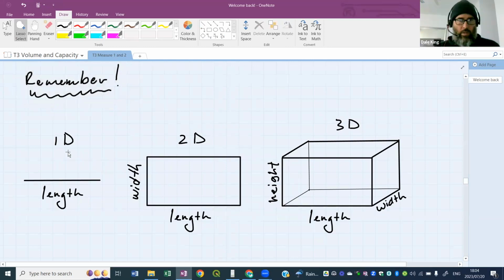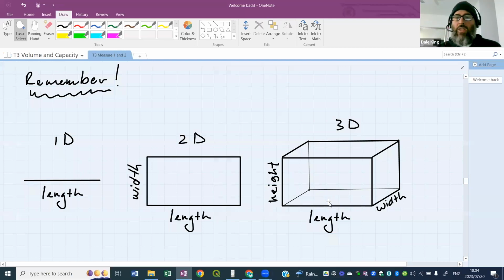If we are talking about 1 dimension, we're only talking about the length. If we talk about 2 dimensions, we're talking about the length and the width. That'll give us a 2D shape, a rectangular box. 1D shape, that's just a line. 2D, that's a rectangle, all right?